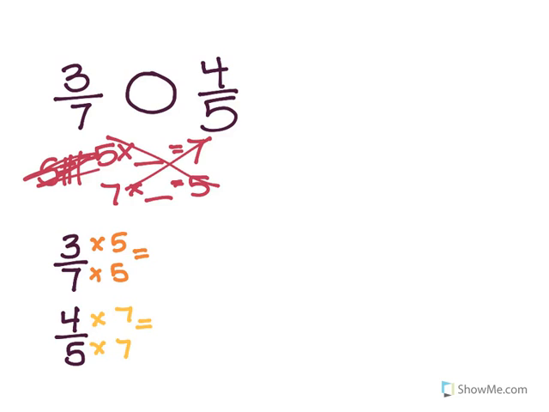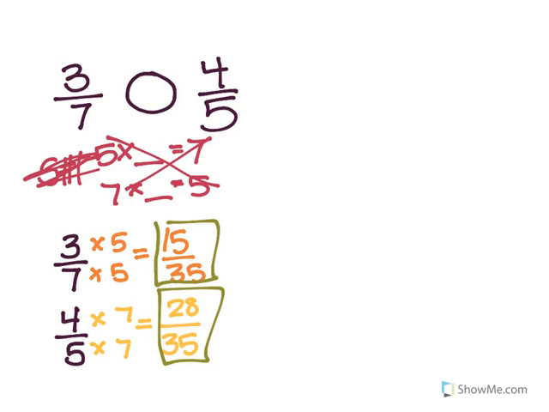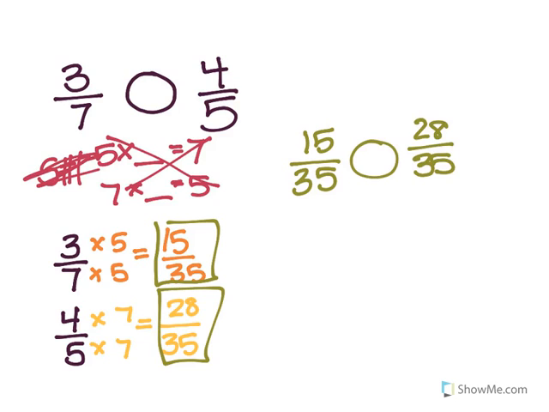So I have 7 times 5 equals 35. 5 times 7 equals 35. So now I just get my new numerator. 3 times 5, 15. 4 times 7, 28. And I can now compare these equivalent fractions I just created with each other. So I'm taking 15/35 and I'm comparing it with 28/35, and I look at my numerators and decide, which one's bigger? 28 is. So in the end, 4/5 was bigger than 3/7.